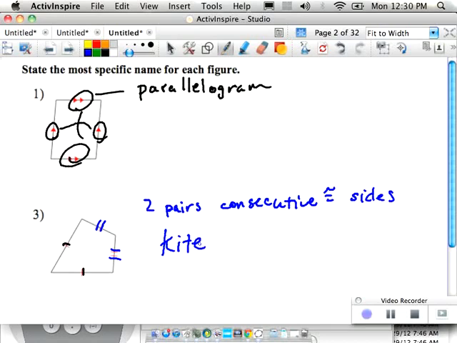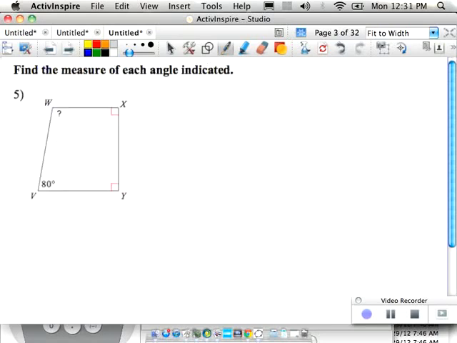Does it fit other descriptions? Yes, it would also fit the description of a quadrilateral, but it's asking for the most specific name. And because it's the most specific name, we got to try and narrow it down the best that we can. So now let's take a look at the next ones here.